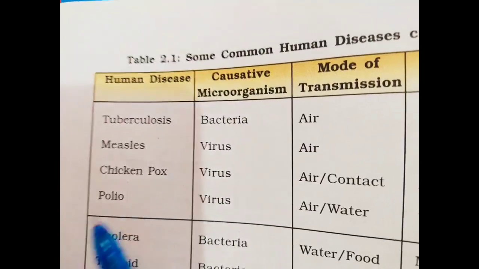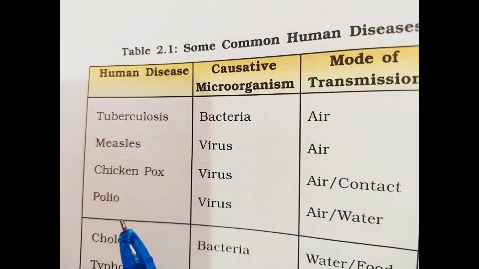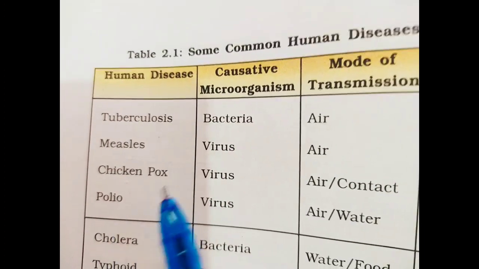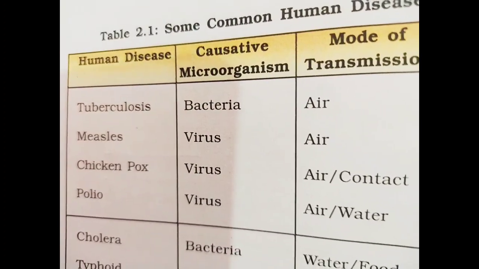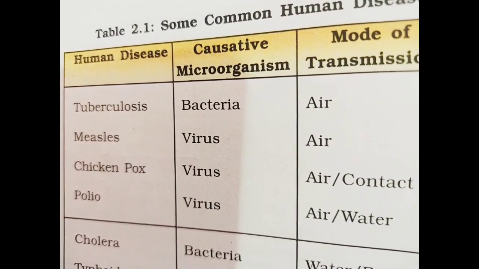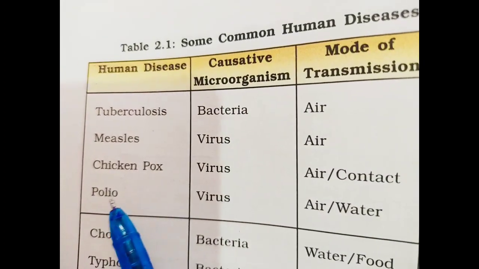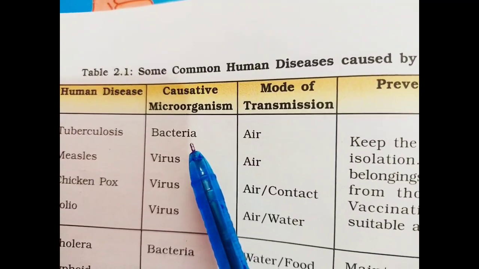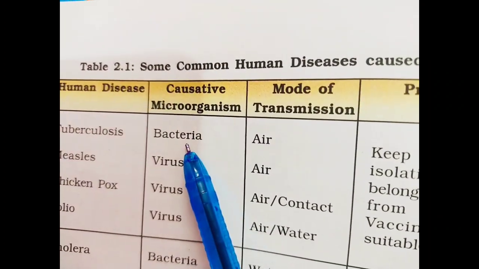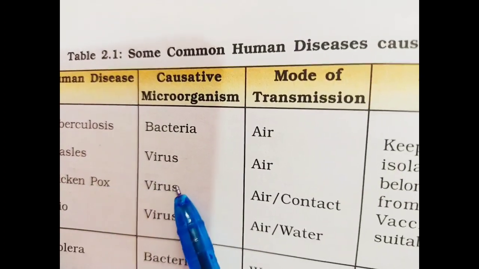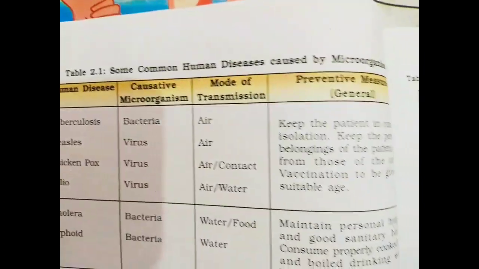Now polio, you know the pulse polio campaign. Remember that campaign? With the help of the polio campaign, so many children were saved from this disease. In polio, the person has a disability to move properly, their legs become disabled, very weak and thin, and they cannot hold the whole body weight. So this is polio. Now the causative microorganism, the responsible microbes. Tuberculosis is spread by bacteria. Measles, virus. The causative microorganism of measles and chickenpox, both are virus. Polio is also caused by the virus.